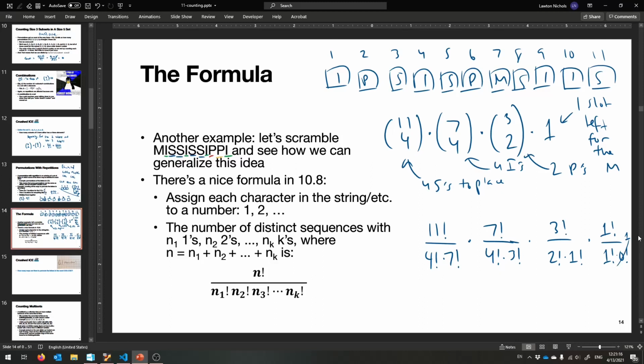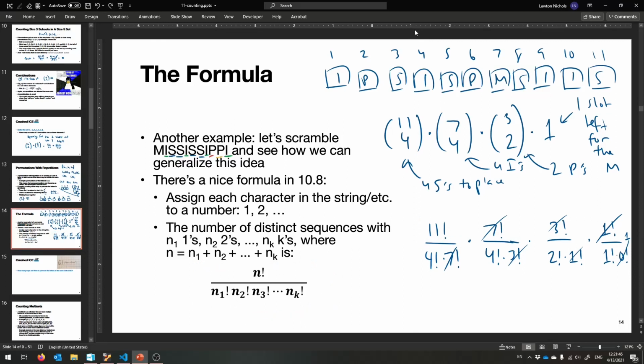Okay, so here's the pattern. These cancel just like that. And what do we have on the bottom now? It's all the different times that these were repeated. It's the number of S's, the number of I's, the number of P's, the number of M's. Isn't that crazy? And then the only thing left up top was the original number of characters. It's all the permutations. So this is why this is the answer if you just want to remember a formula.